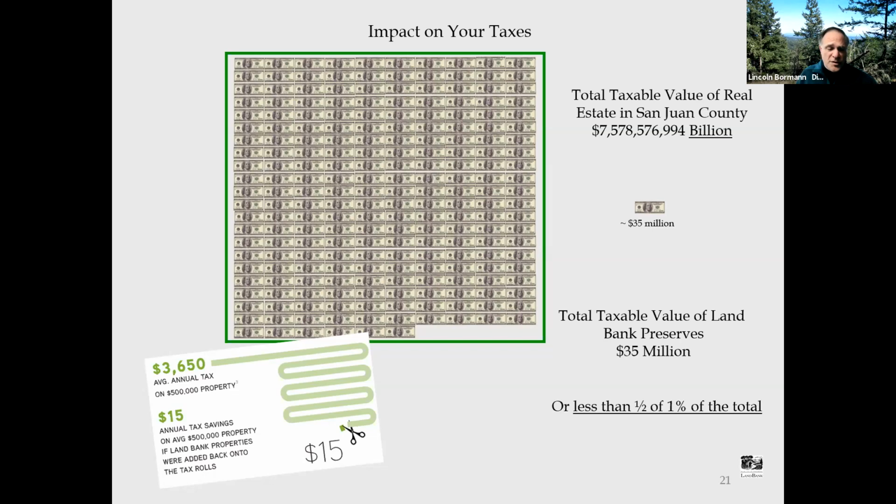We do go through this exercise regularly of looking at, well, what would happen if we put our properties back on the tax rolls? Well, if you have an average property that's worth $500,000, you might see your tax bill cut by $15 a year. So something relatively minimal that we think is really worth it.